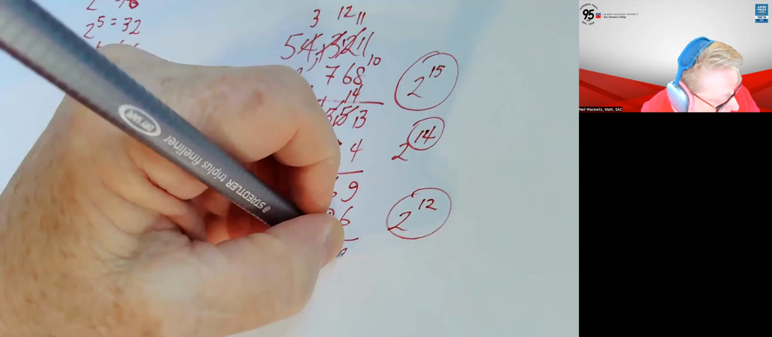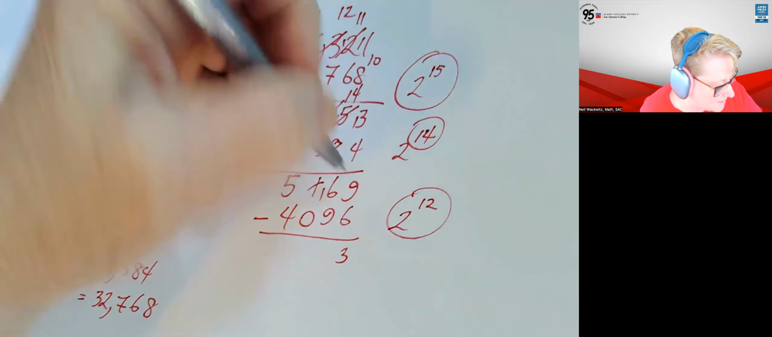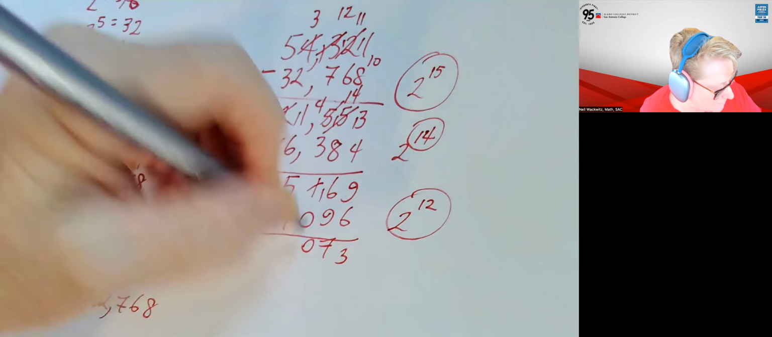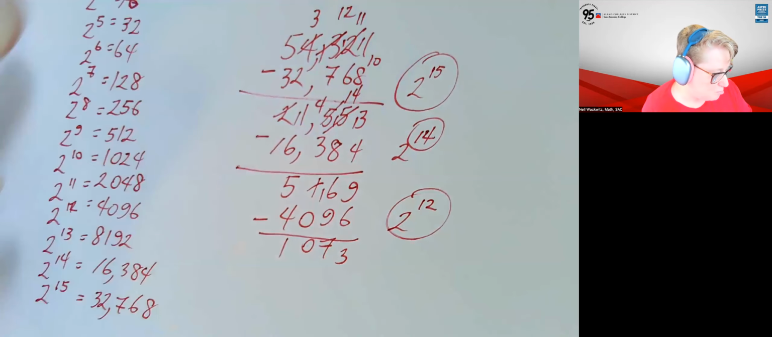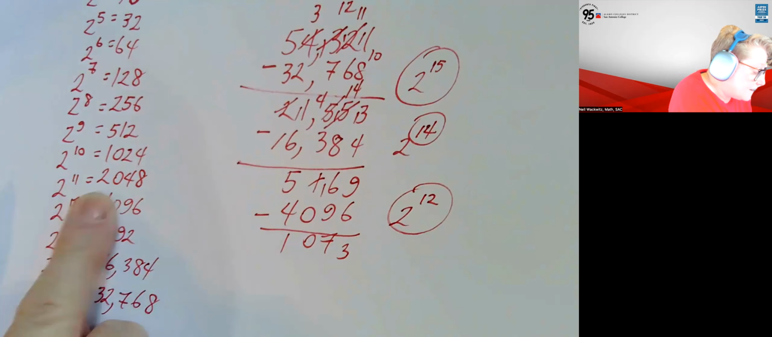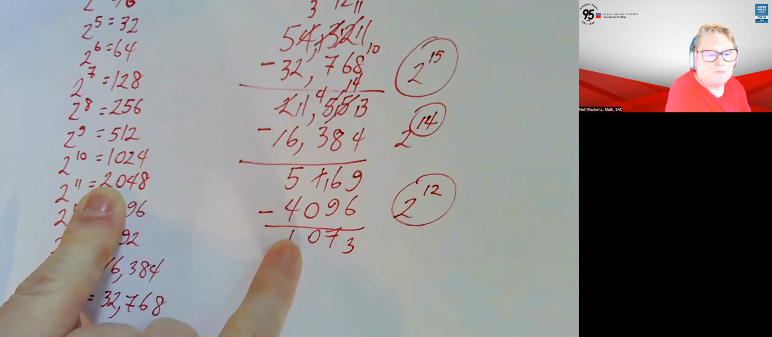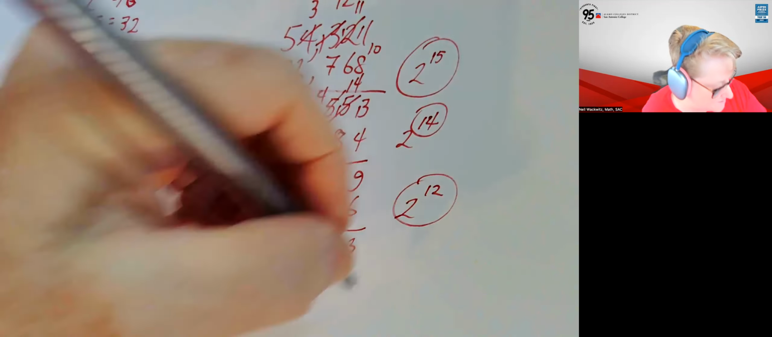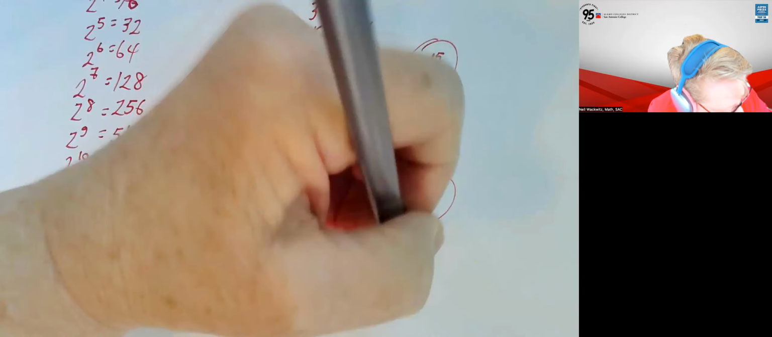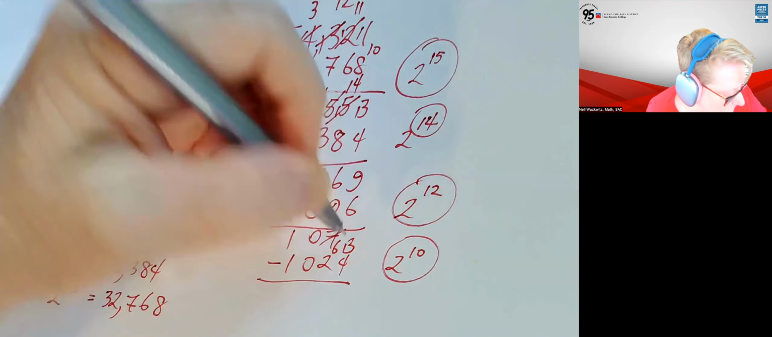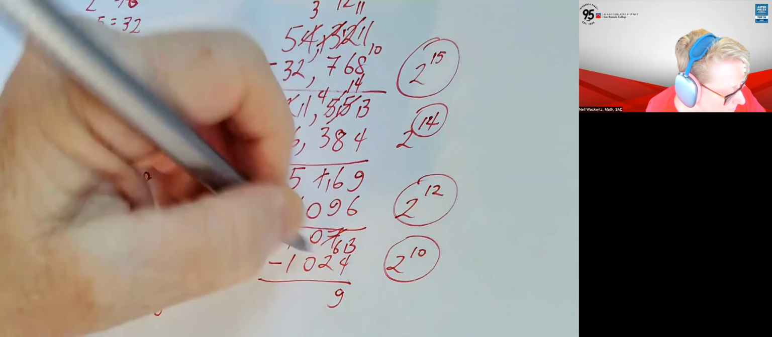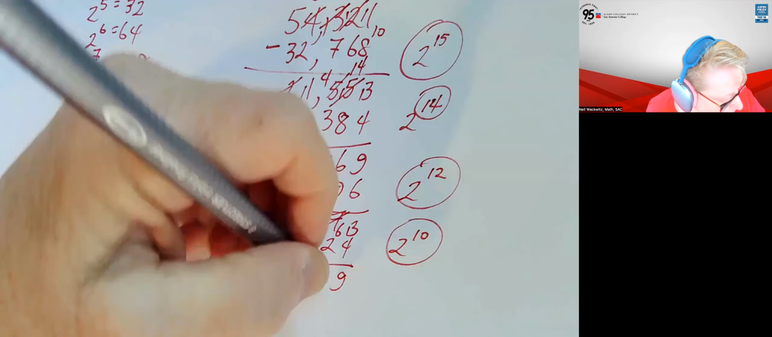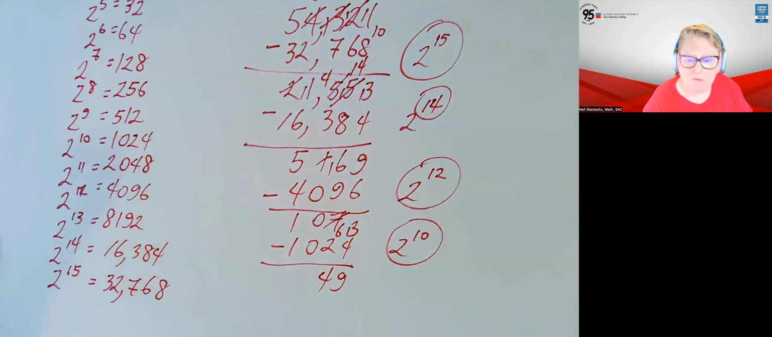9 minus 6 is 3. 16 minus 9 is 7. And 5 minus 4 is 1. So let's see. We're not going to have any 2 to the 11ths because our remainder is smaller than that. We are going to have 1 2 to the 10th. So 2 to the 10th is 1,024. 13 minus 4 is 9. 6 minus 2 is 4. So we're just left with 49.